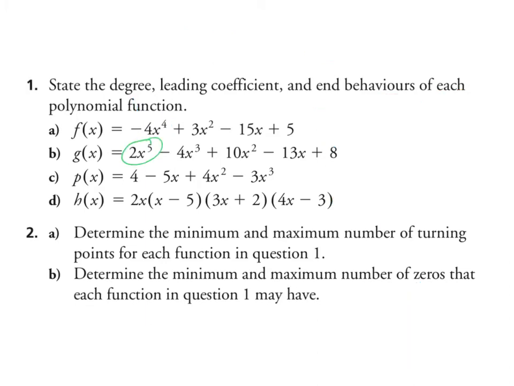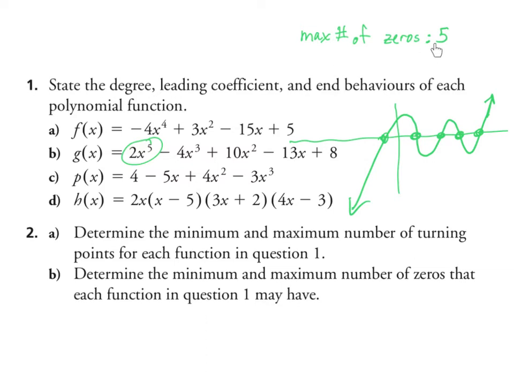All right, here we have a 5th degree polynomial. That sort of polynomial goes 1, 2, 3, 4, 5. So the maximum number of zeros, let's say this one has a leading coefficient that's positive, so it ends up. So 1, 2, 3, 4, 5. 1 zero, 2 zeros, 3 zeros, 4 zeros, 5 zeros. So the max number of zeros is 5.